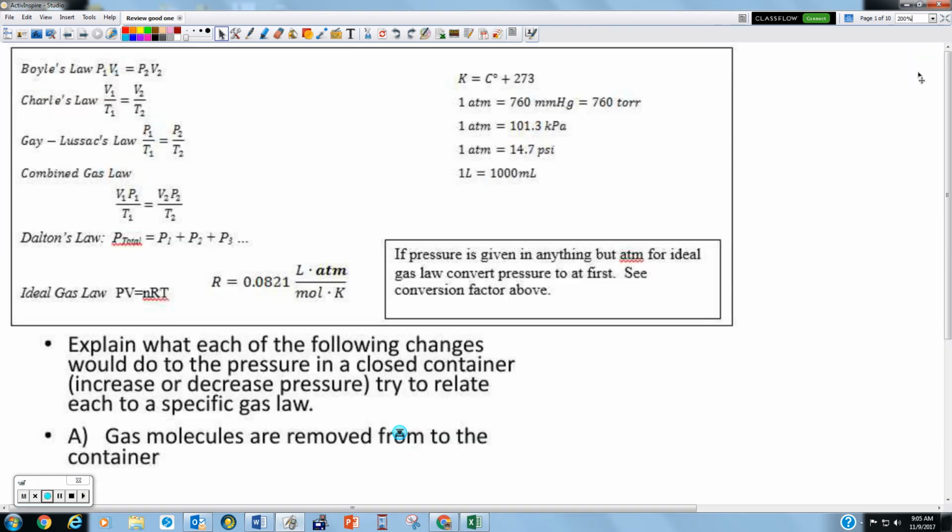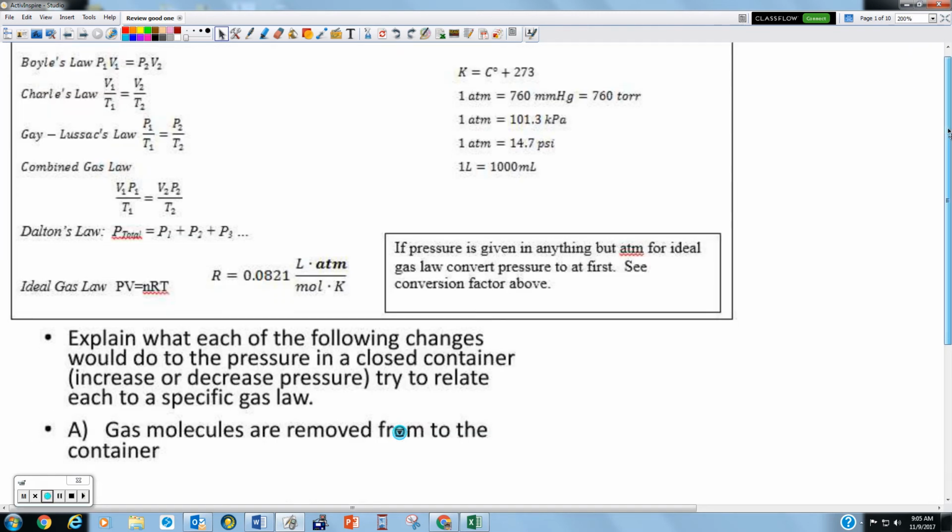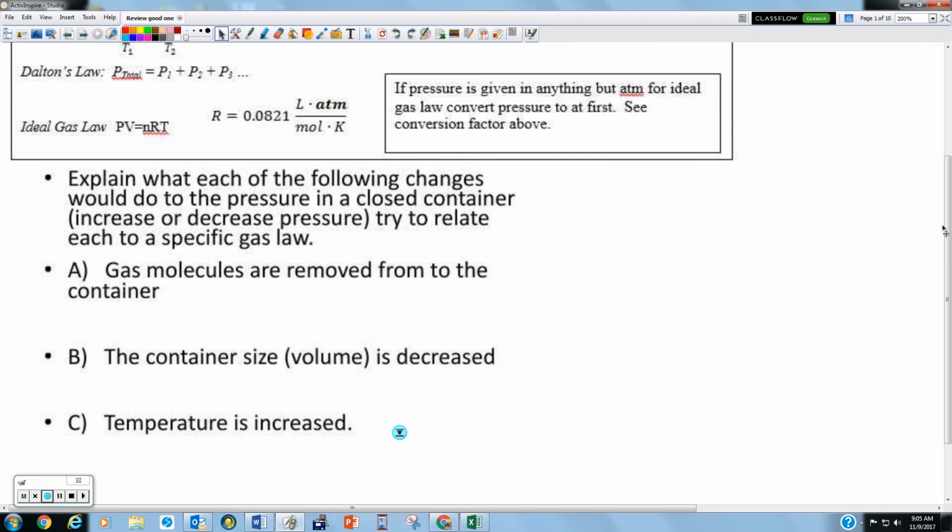The problems that I put on the board here are different problems than the ones we have in the practice. So just to kind of introduce and go through, we want to be able to identify what equation we're doing. And I will tell you, I left one of them off, and that's Avogadro's law.